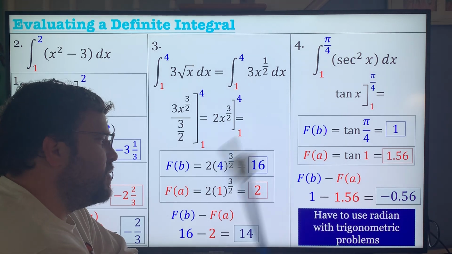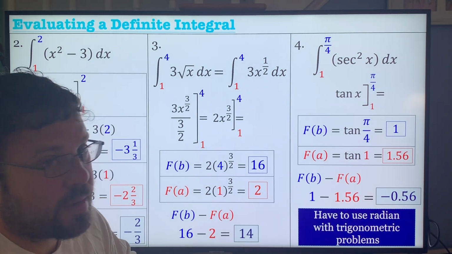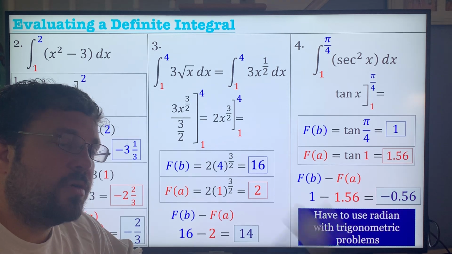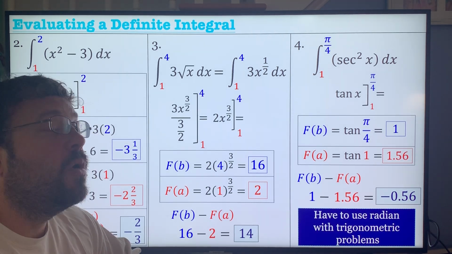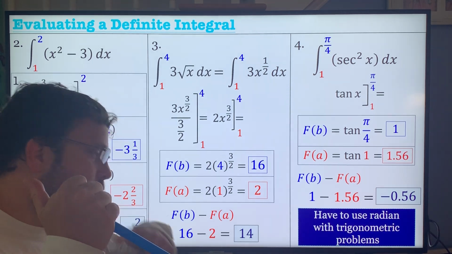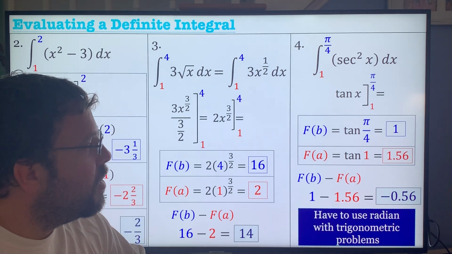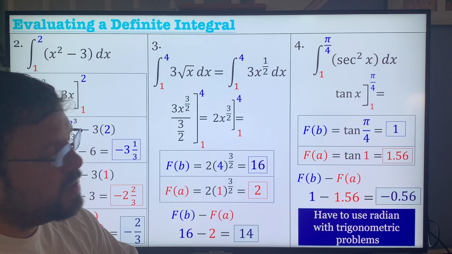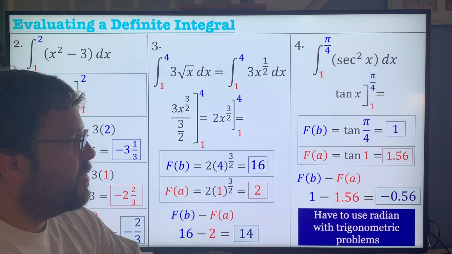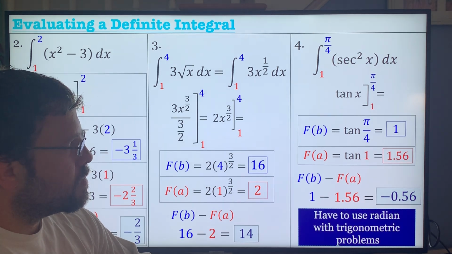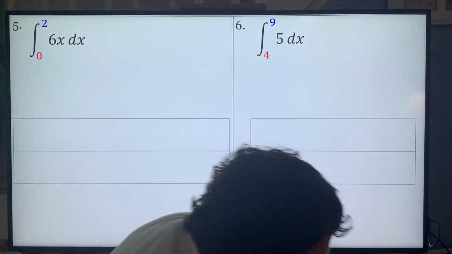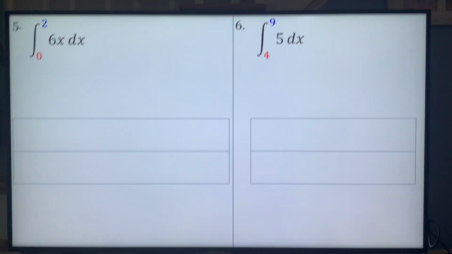Once again, you have to use radians with trigonometric problems. All right, so change the mode from degrees to radians, or you can use a unit circle if you like, or you can use a trigonometric chart. All right, all those things work to get the answers, but you got to make sure you have them in the right form. Got it? Awesome. Let's go to 5. Why don't you try 5 and 6?